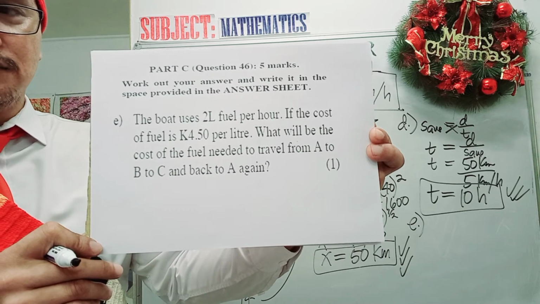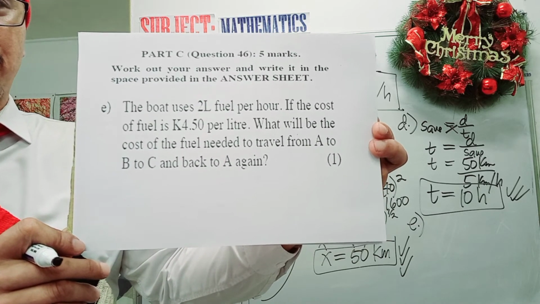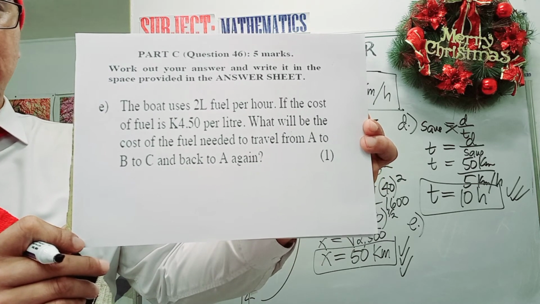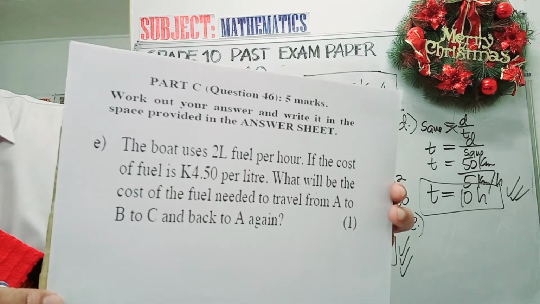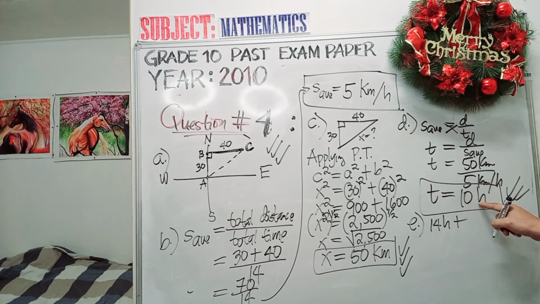You get it now? So let's have a look at the question now for letter E, question 46, worth 1 mark. Okay, so how do we work it out? The first one is we have 14 hours plus this second one here is 10 hours.